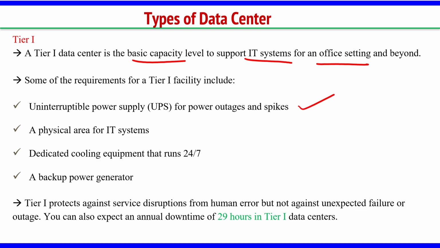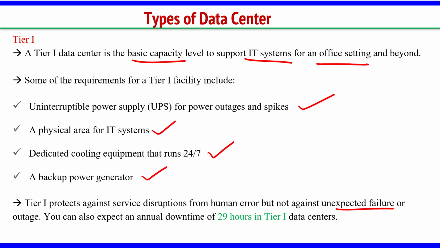It includes a UPS, a physical area to store the IT systems, dedicated cooling, some AC to run 24/7, and a backup power generator for that setup. Tier 1 protects against service disruptions from human error. Humans make mistakes, and that can be taken care of, but not against unexpected failures or outages.